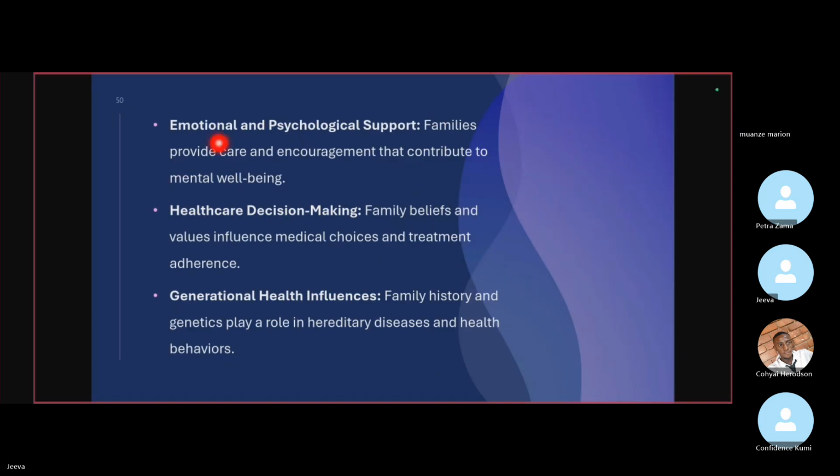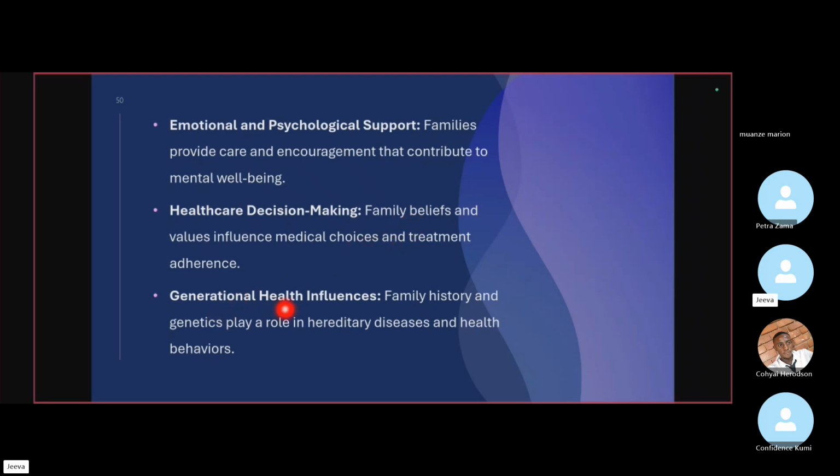So first is emotional and psychological support. Obviously, family will provide care and encouragement that will contribute to the mental well-being of an individual, right? Then healthcare decision making: families have different beliefs and different cultures. So family beliefs and values will influence their medical choices and treatment advice. Some believe in their culture and prefer not to get any medical treatment. Others decide to get medical treatment from the hospital. That's how they take their decisions.